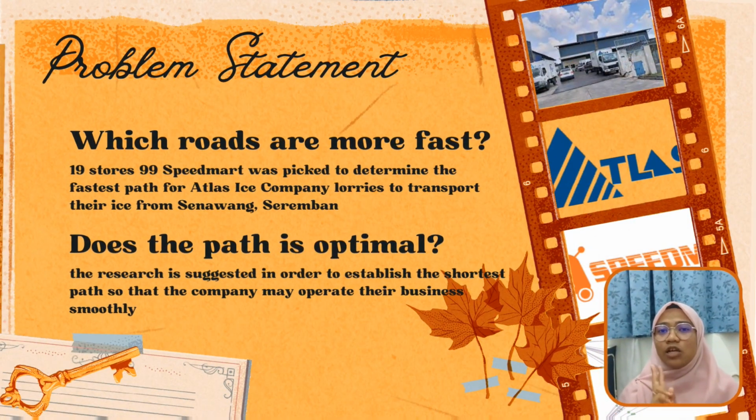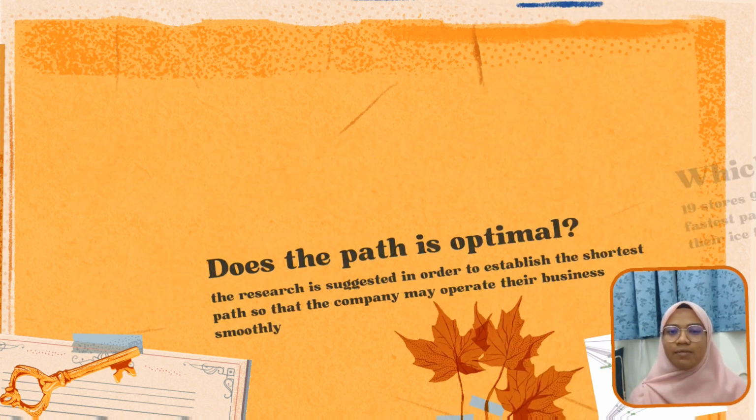We discover there are two problems. First, which roads are faster? 19 stores of 99 Speedmart were picked to determine the fastest path for Atlas Ice Company lorries to transport their ice from Senawang, Seremban. The second problem is, is the path optimal? The research is suggested in order to establish the shortest path so that the company may operate their business smoothly.